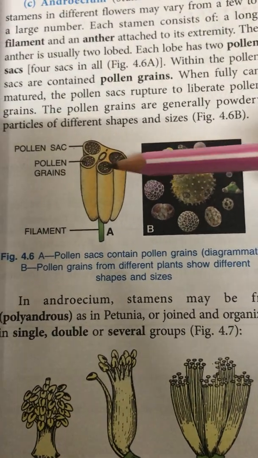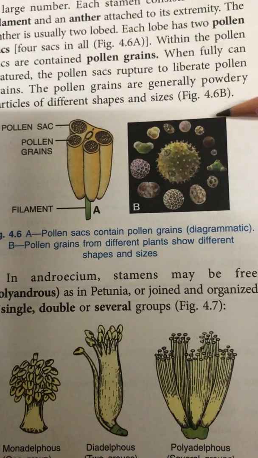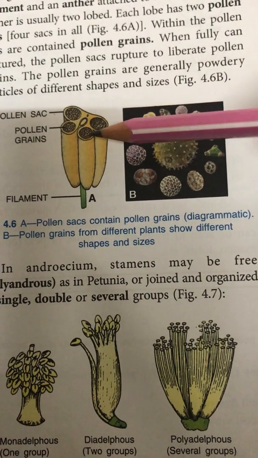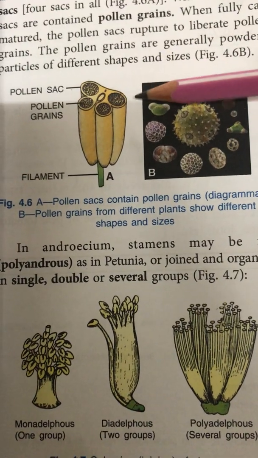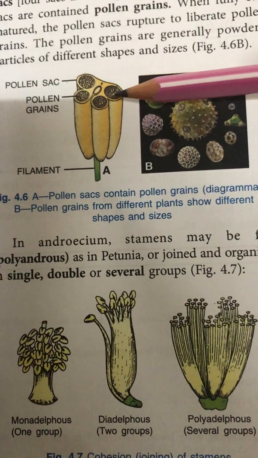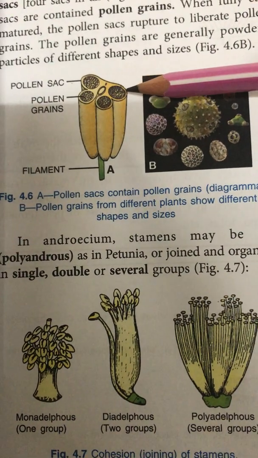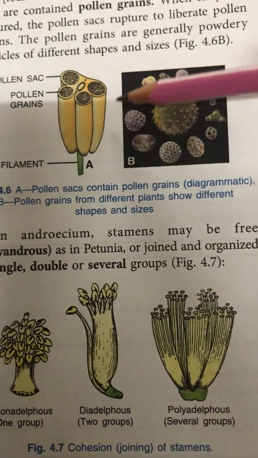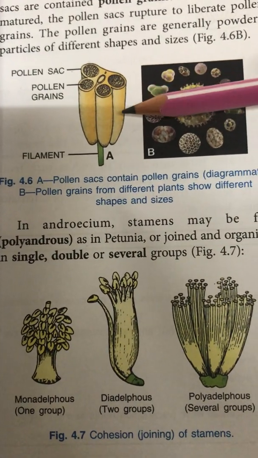When fully mature, the pollen sacs rupture or burst and they liberate the pollen grains. And these pollen grains, which are powdery substances, are carried away by wind, water, insects, or animals and they land on the stigma where they germinate and later on fertilization occurs. Now, this is what a typical stamen looks like, but there is a lot of variation in their arrangement.